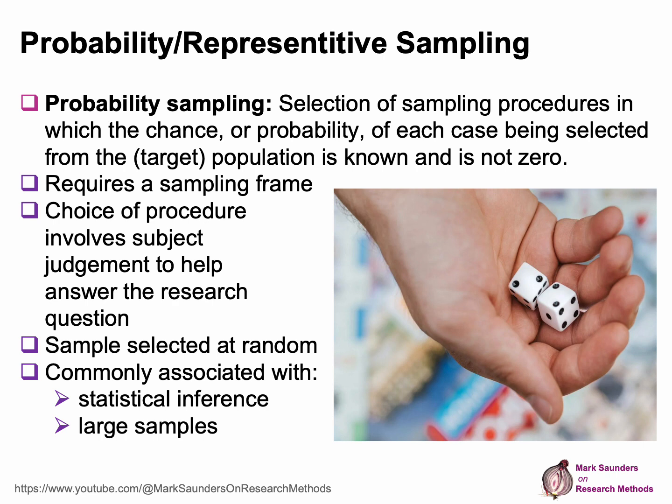Probability samples are commonly associated with statistical inference, so inferring about a population statistically from your sample. If we find in our sample that 10% have a certain characteristic, we can infer that the total population has the same characteristic. It's therefore also likely to be associated with large samples, so large numbers of people or things being selected, because this allows it to be more accurate, and there's another presentation on this.